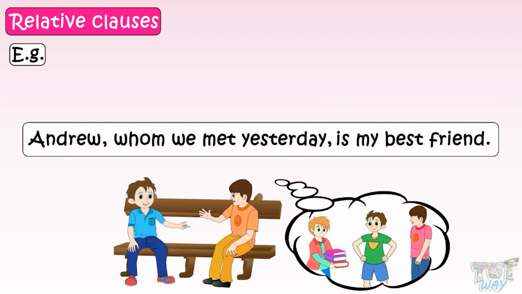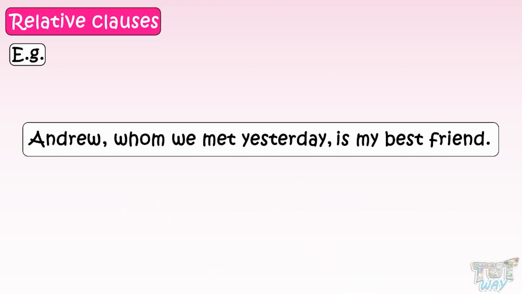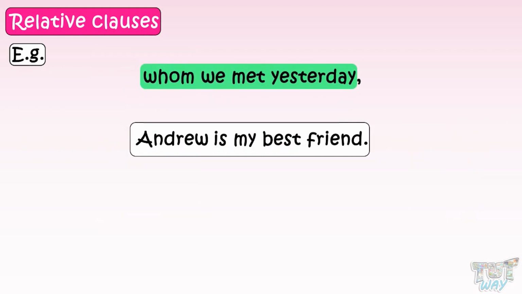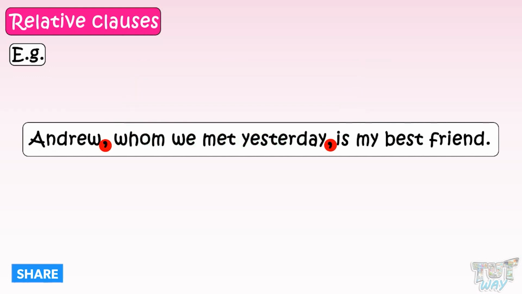Andrew, whom we met yesterday, is my best friend. Here, the clause whom we met yesterday is a non-restrictive relative clause as it starts with a relative pronoun, whom, and it has commas to separate clauses from each other. It means that the sentence will still make sense without it. Andrew is my best friend. Yes, the sentence makes sense even without the non-restrictive relative clause, and this is why we have used commas to separate the clauses.